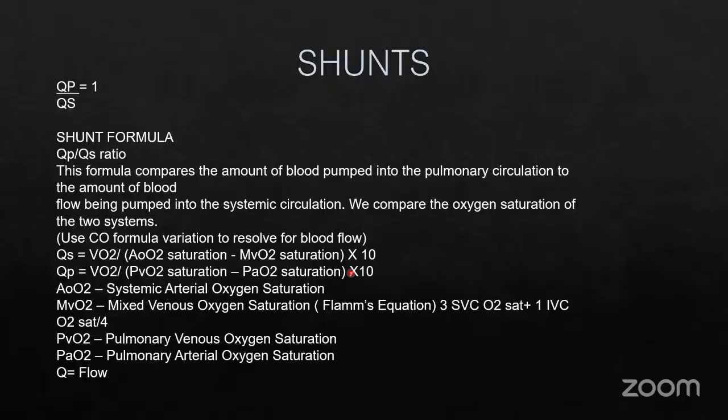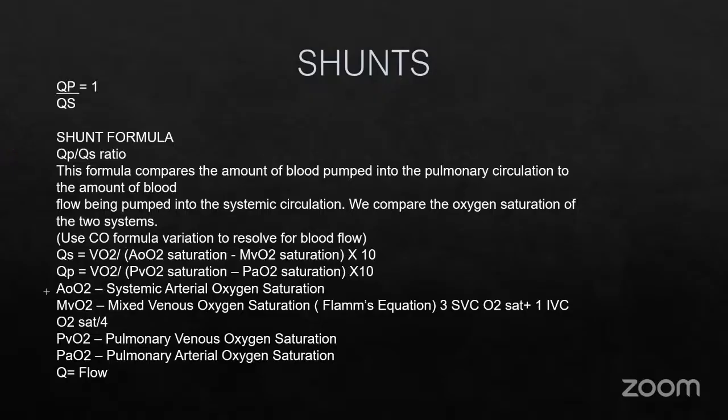The RA. In the RA, perfect. So if I don't have SVC and IVC, I should not use the Flam's equation because I don't have it. And then I'm going to use RA if that's the case. But if I do have SVC and IVC, then I'm going to use mixed venous through the Flam's equation. Yes? Okay. On my QP, let me see, maybe I can get a circle instead.